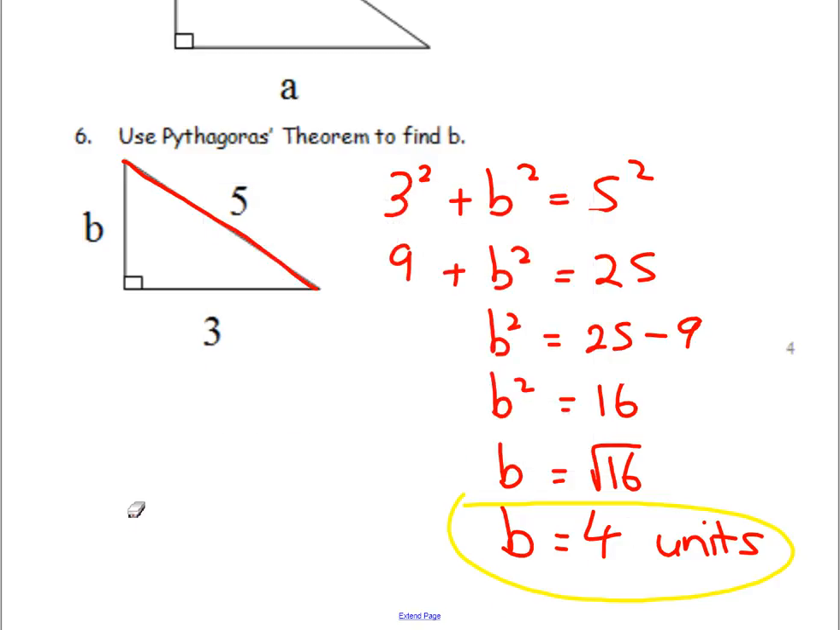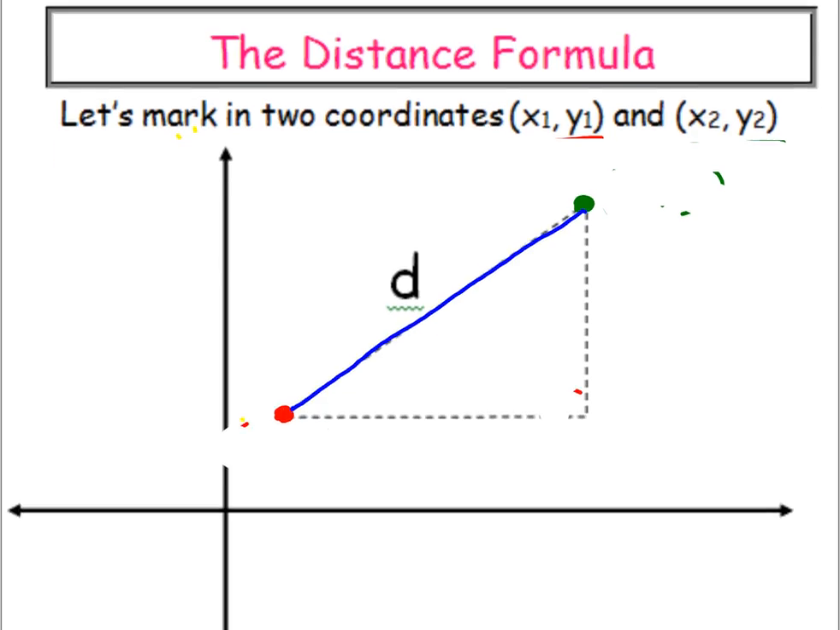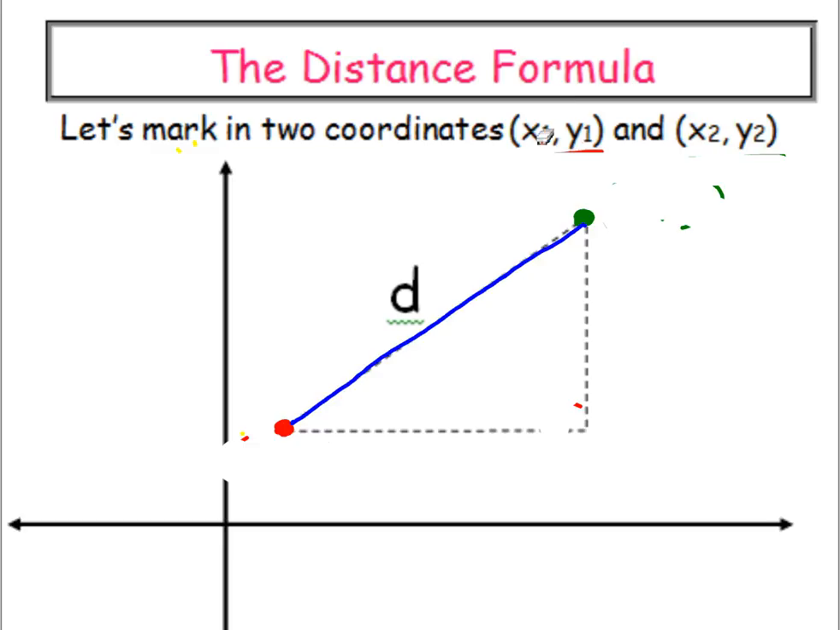So let's move on to the lesson, the distance formula. Let's mark 2 coordinates, x1, y1 and x2, y2. Throughout this whole unit, you'll hear me going on and on about x1, y1, x2, y2, meaning the first coordinate and the second set of coordinates. And a coordinate always has an x coordinate and a y coordinate. And we put the coordinates in brackets and we put a comma in between them.